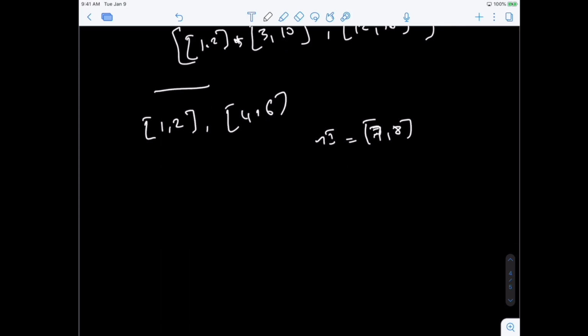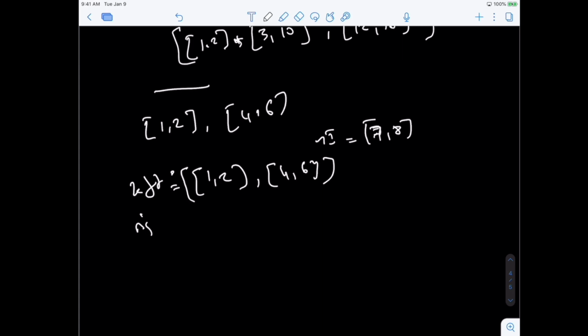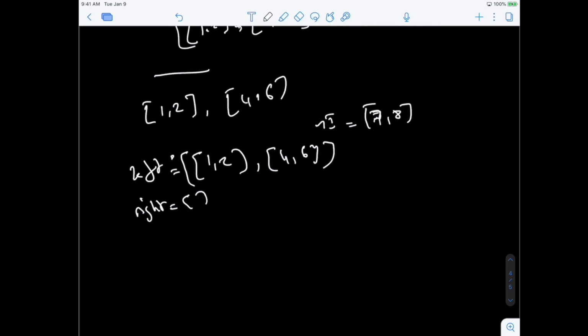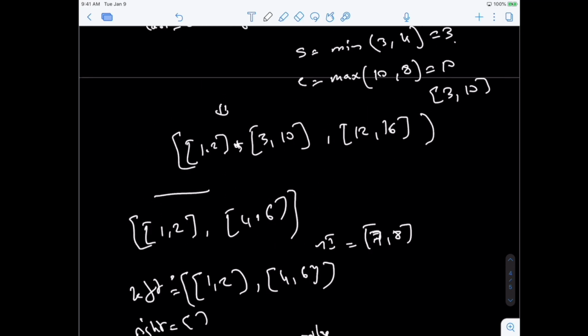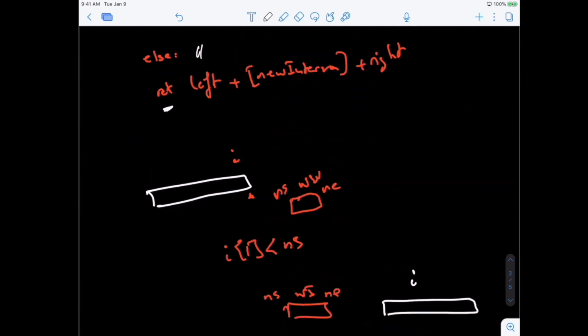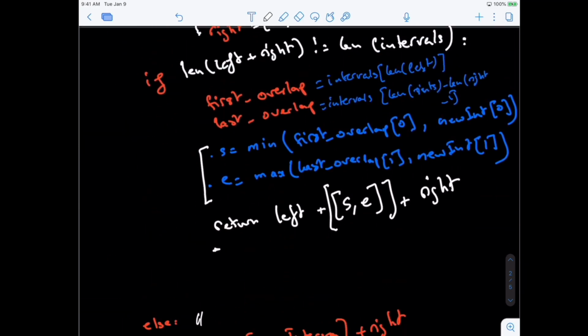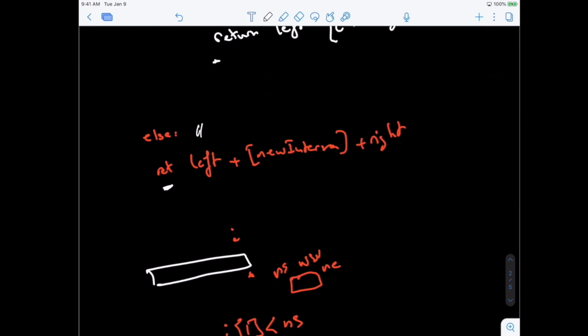In that case, our left side, which is everything smaller, is going to be 1, 2, and 4, 6. And our right is going to be empty. So when we check, the length of left plus right is 2, and the length of the intervals is 2 as well. So it's equal, which means no overlap, which means we are in the second case, and we are going to return just left plus the new interval plus right.